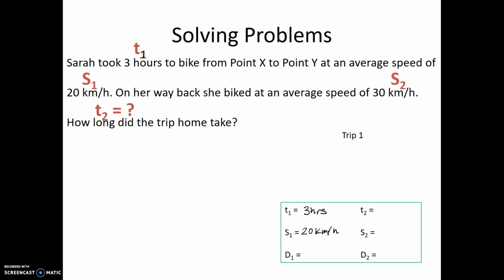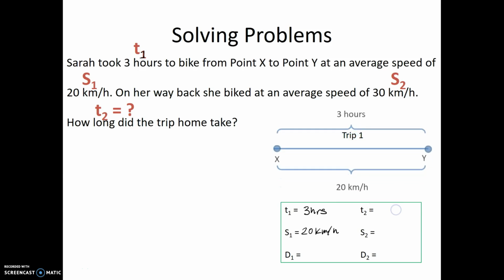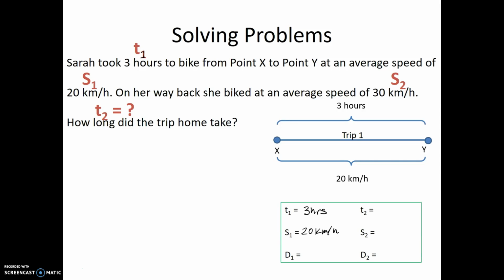Okay, the reason I'm keeping track of this over here on the side is because we have so many different variables to keep track of, and we need to stay organized with those. So I'm going to require that you guys do the same thing on your notes, okay? So this problem is asking how long did the trip home take, but we don't know how far she traveled. So obviously we have to find that first, right? So we have our T1 and our S1, so we can find that distance.